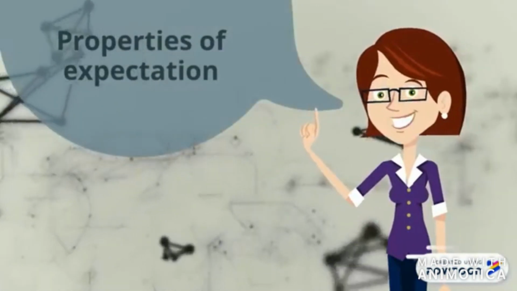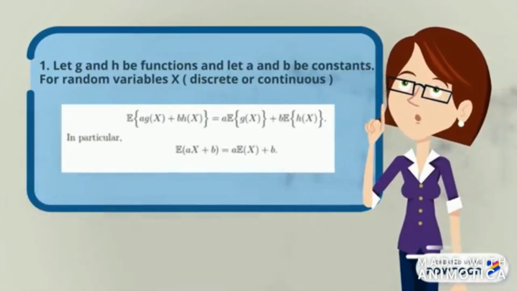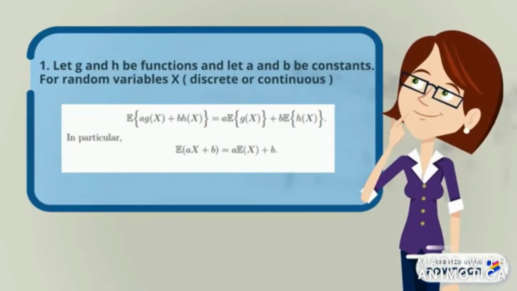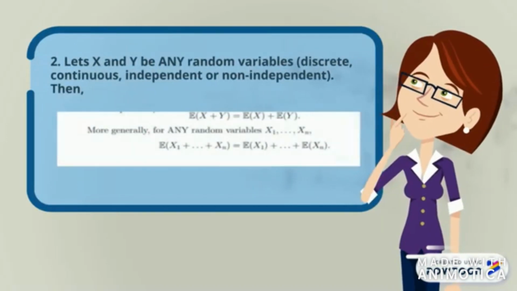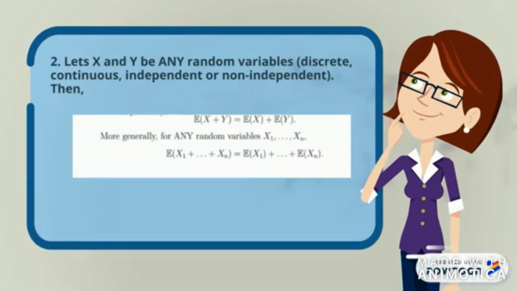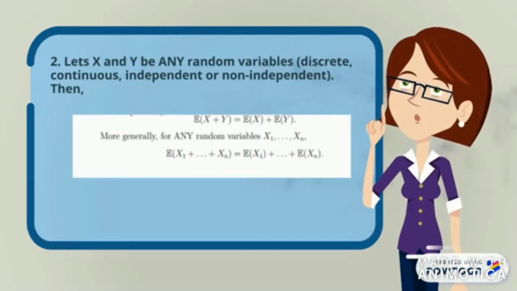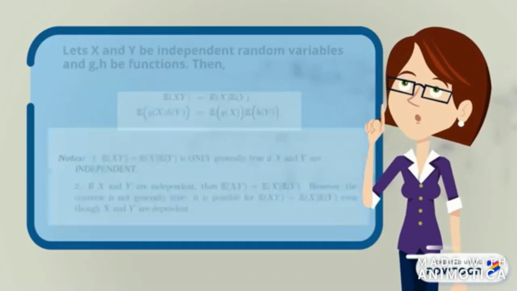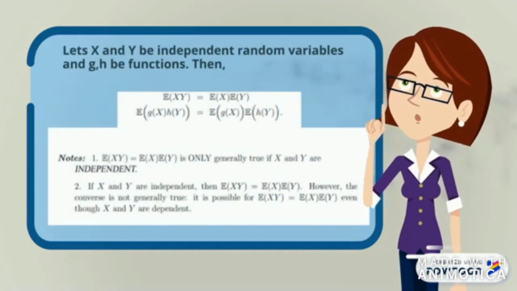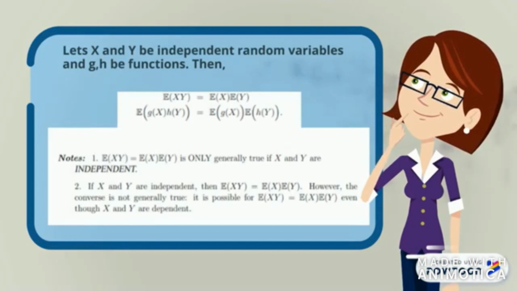Next, properties of expectation. Let g and h be functions, and let a and b be constants for random variable X, discrete or continuous. The formulas are shown below. Let X and Y be any random variables, discrete, continuous, independent or non-independent. Then the formulas are as shown below. E(XY) = E(X) multiplied by E(Y) is only true if X and Y are independent random variables.